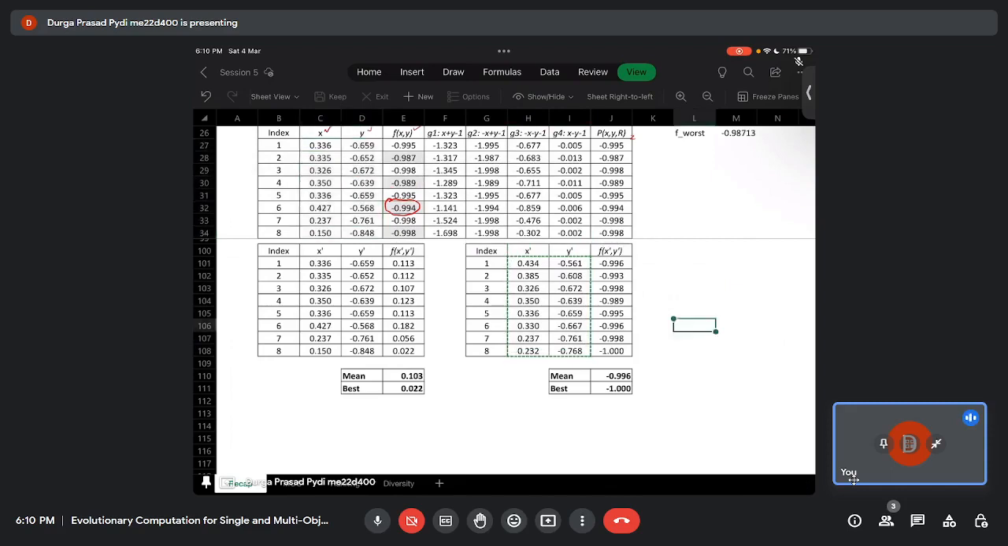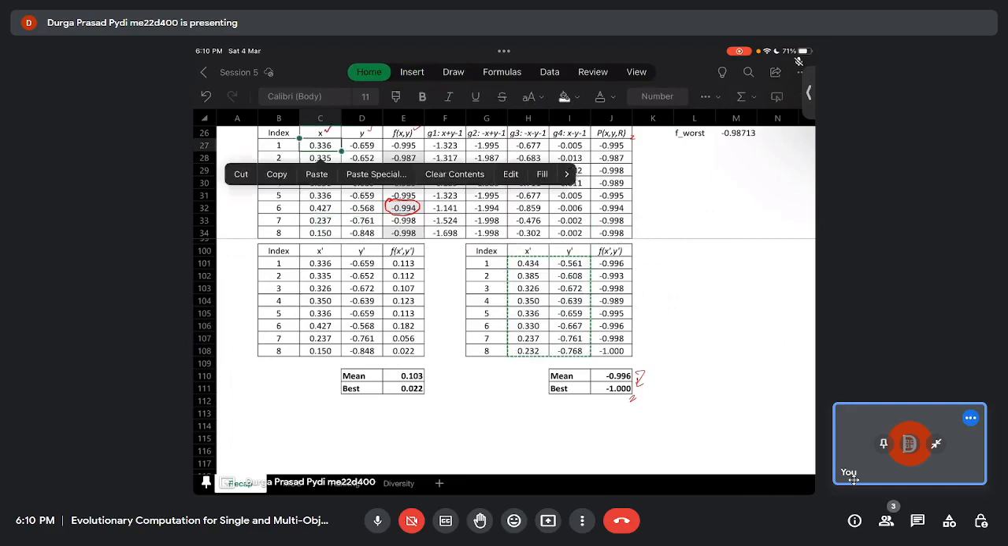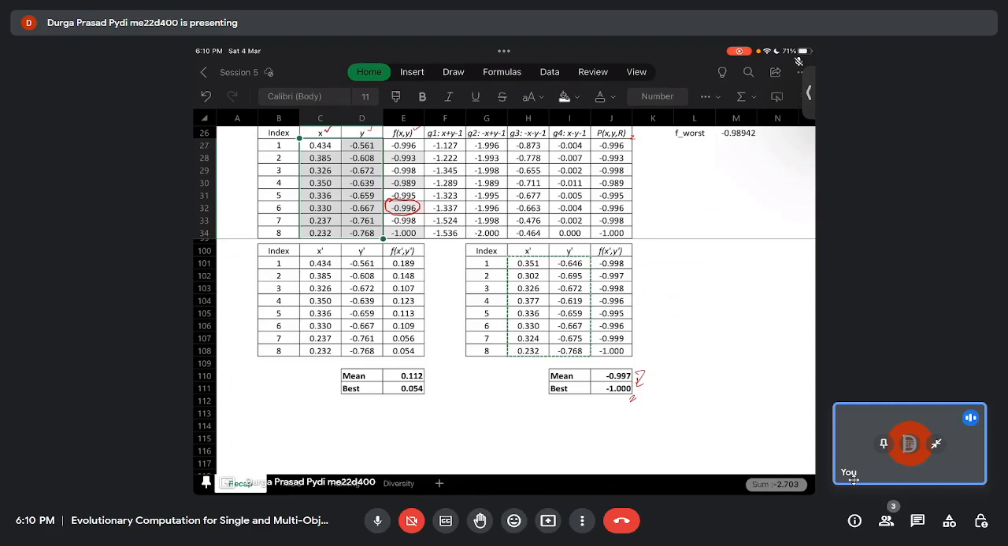If you iterate even more, the best value has already reached minus 1. So if you go through maybe 2 or more generations, even the mean value will reach the actual value. You can just see that. Maybe after 2 generations, in the interest of time, I'm not doing that. But if you just do 2 more iterations, you might actually get the mean value equal to best value, and all these values will be the same, and then you can stop your iterations. That will be your stopping criteria.